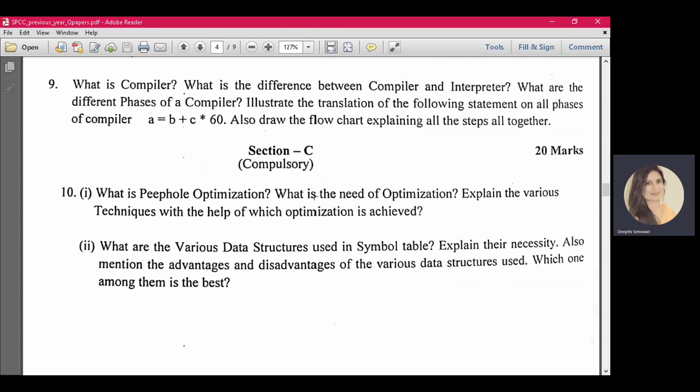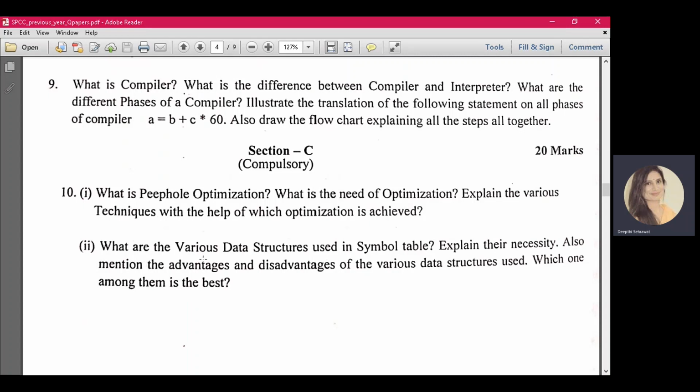Now coming to the last section, that is section C. Here we are given a 20 marks question. We have two parts, 10 marks each. First of all, you need to explain the peephole optimization and why do we need optimization, and also what are the different techniques which are used to achieve this optimization. So this is a theoretical question. You need to explain all the methods in very much detail.